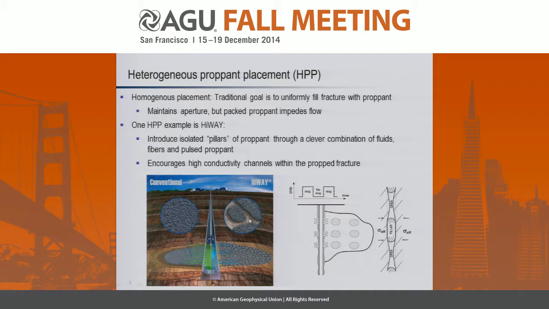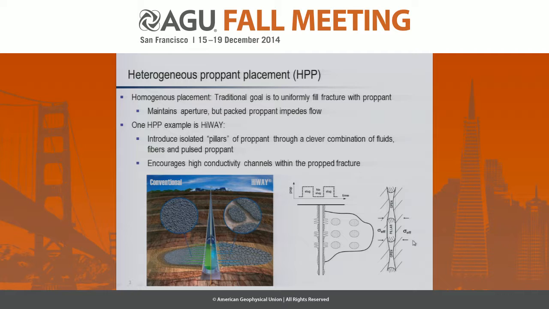HiWAY is just one example, where at the surface there is a pulsation of proppant introduced at the wellhead. So you have a period, we call it a dirty slug, where sand is included, and then a clean slug of fluid. Ideally, in the case of a vertical well, which is what I'm showing you here, these slugs will propagate down, emerge from various perforated intervals and create nice islands of proppant within the fracture. And then under closure stress, ideally these channels would remain open.